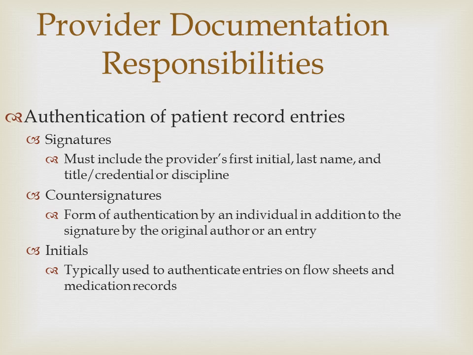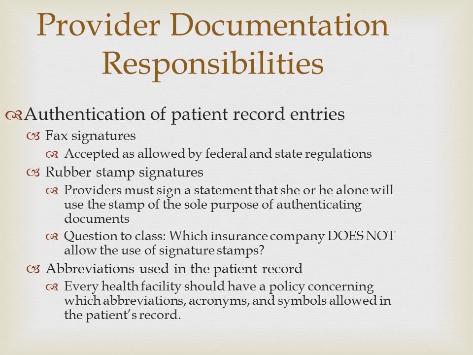Okay, another way to authenticate patient records is through an initial. Now, initials are usually used when flow sheets and medication records need to be authenticated. So anytime a flow sheet or a medication record needs to be authenticated, that's usually done by way of initials. Then you have fax signatures. Fax signatures are only allowed based on federal and state regulations.